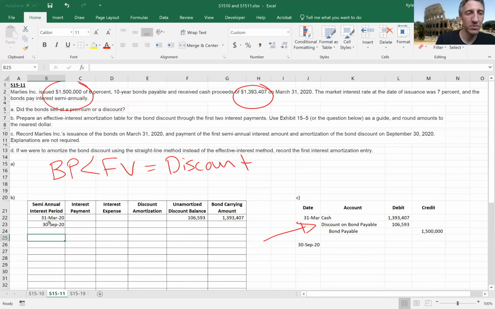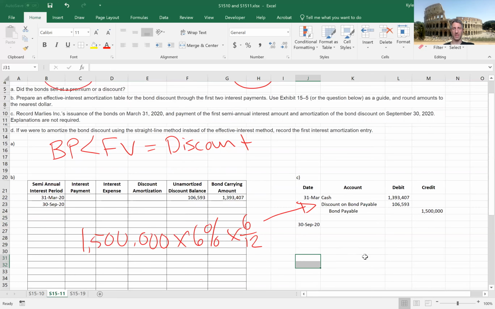So the face value of this bond is $1.5 million. The coupon rate is 6%, and interest is paid semi-annually, which means we need to prorate it to 6 months of the year. That's going to equal something that I'm not capable of doing in my head. So 1.5 times 6% times 6 divided by 12 is $45,000. That's the total interest payment in our schedule.